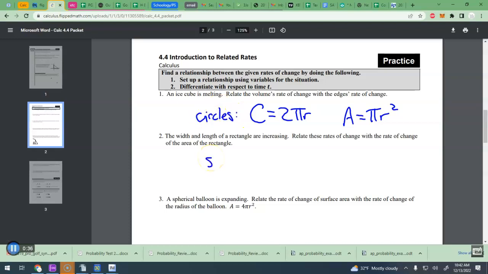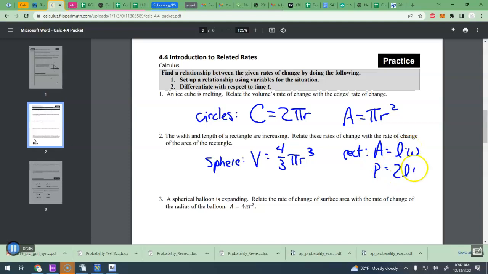What about a sphere? Everybody know the volume of a sphere? 4/3 pi r cubed. Sorry, 4/3 pi r cubed. Rectangle. How bad are we here? Length times width. Perimeter is 2L plus 2W.